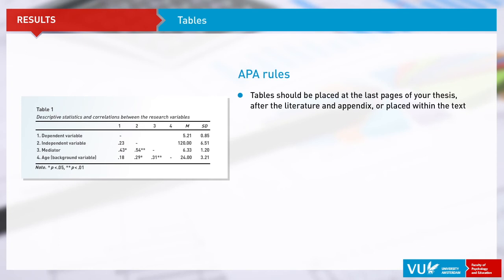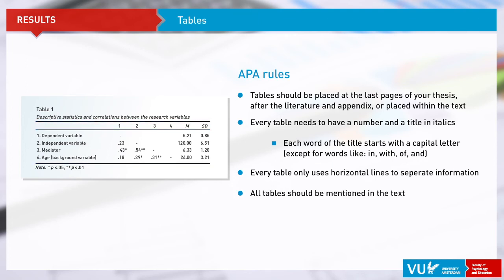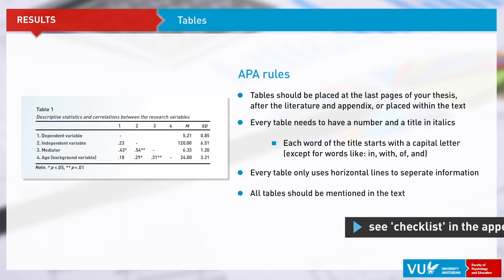Tables should be placed at the last pages of your thesis, after the literature and appendix, or should be placed within the text. Every table needs to have a number and a title in italics. Each word of the title starts with a capital letter except for words like in, with, of, and. Every table only uses horizontal lines to separate information. Do not use any vertical lines. All tables should be mentioned in the text. Also, see the checklist in the appendix.